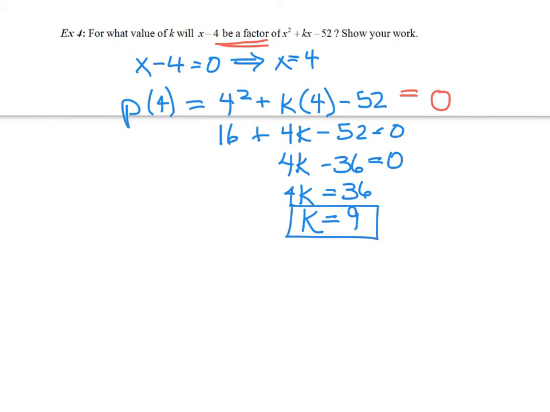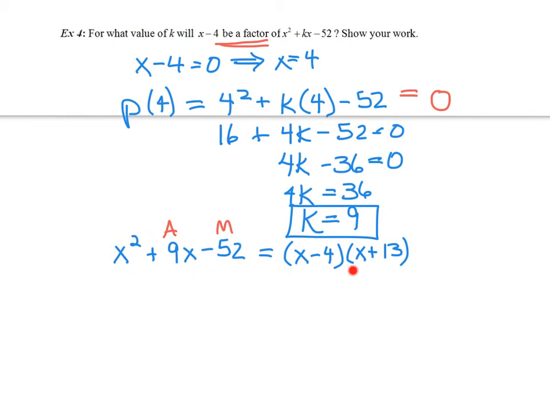Now let's go back and do a little check here. I'm going to take my polynomial and substitute 9 in for k, so I've got x squared plus 9x minus 52. The question is, can I rewrite this as the product of x minus 4 and some other binomial so that they multiply to give me x squared plus 9x minus 52? Well, this is one of our easy factorings. I want to add to get 9 and multiply to get negative 52. I already know that one of the factors is negative 4, so the other factor must be x plus 13. Now if I go ahead and multiply that, I do get this trinomial as my answer.